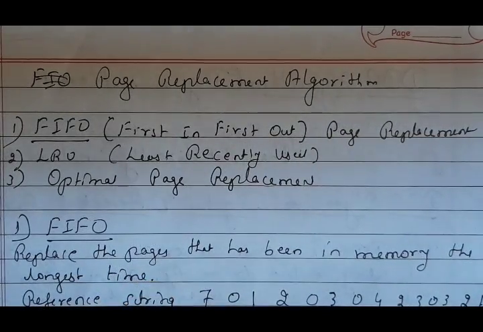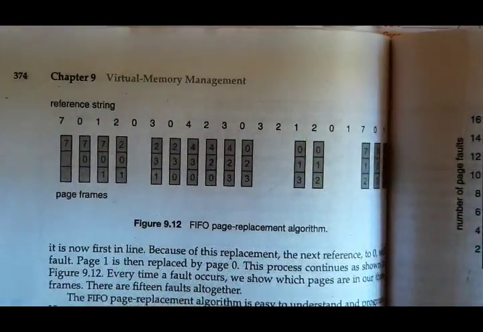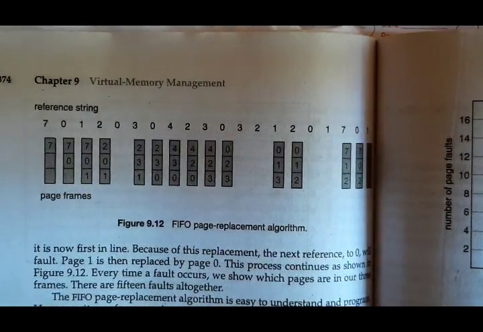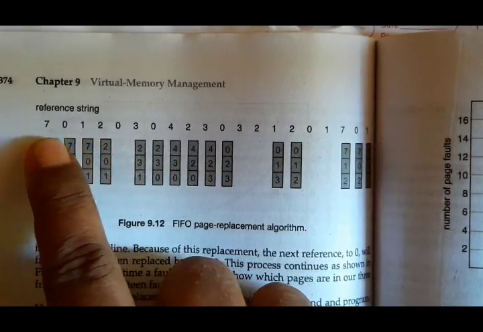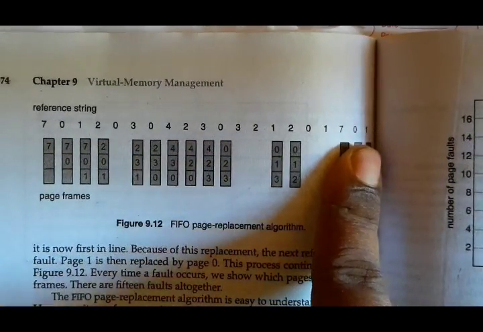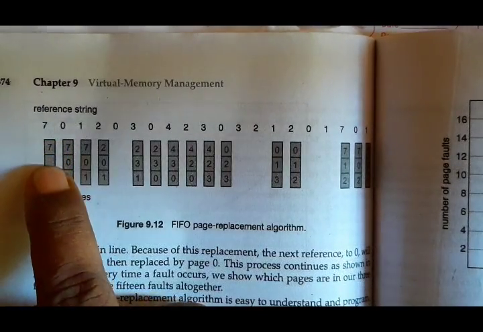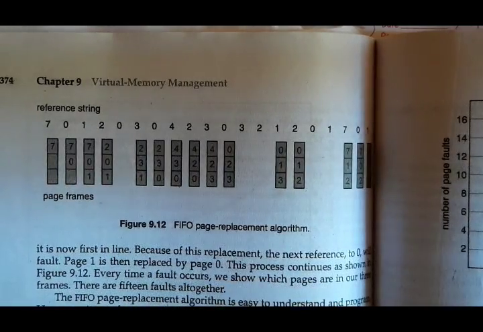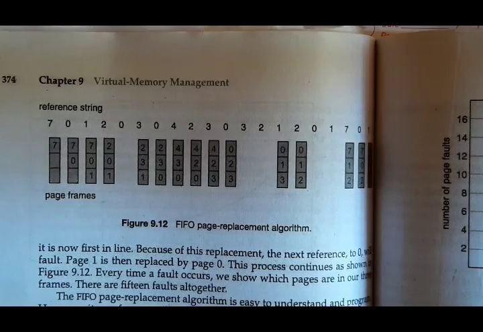Let's take an example here. This is the reference string. These are the pages the CPU demands. The RAM contains 3 frames, so the maximum RAM can store is only 3 pages at a time.